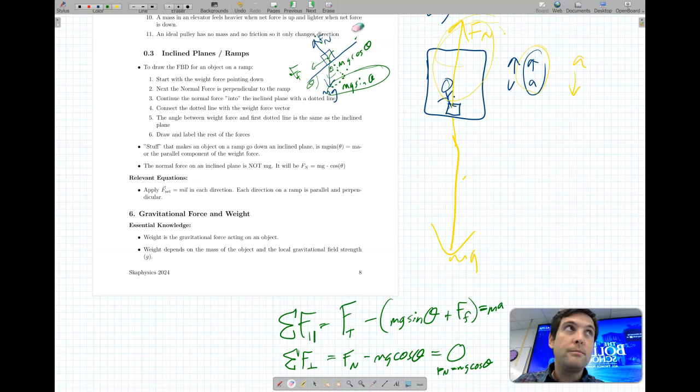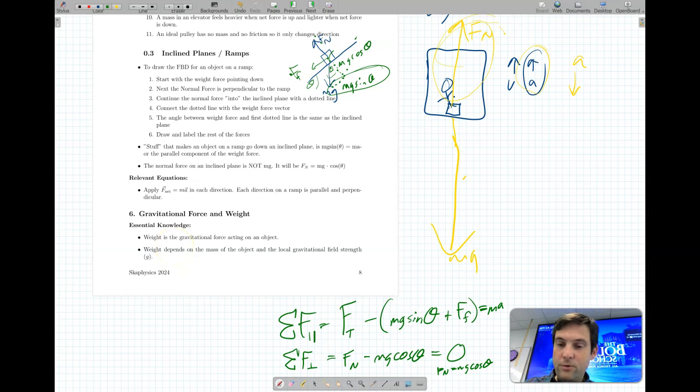If you were asked what causes the object to slide down the ramp and you said gravity, that would be wrong. It's a component of the weight force. The normal force on an inclined plane is not mg. It's going to be Fn equals mg cosine theta for reasons that I just went over. Then we apply net force in every direction.